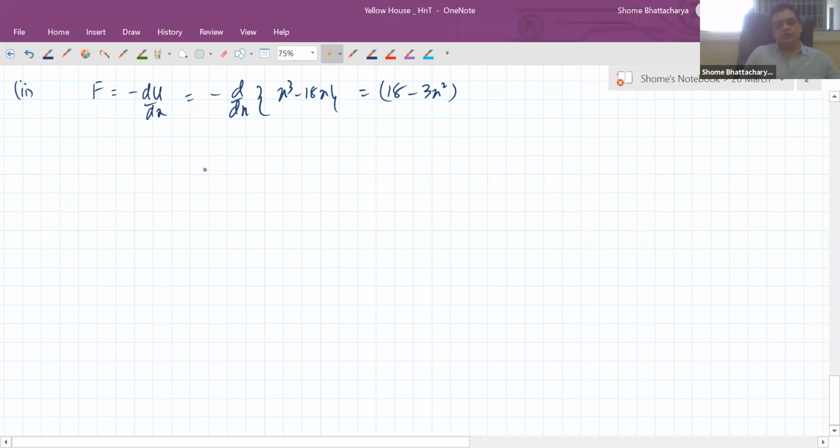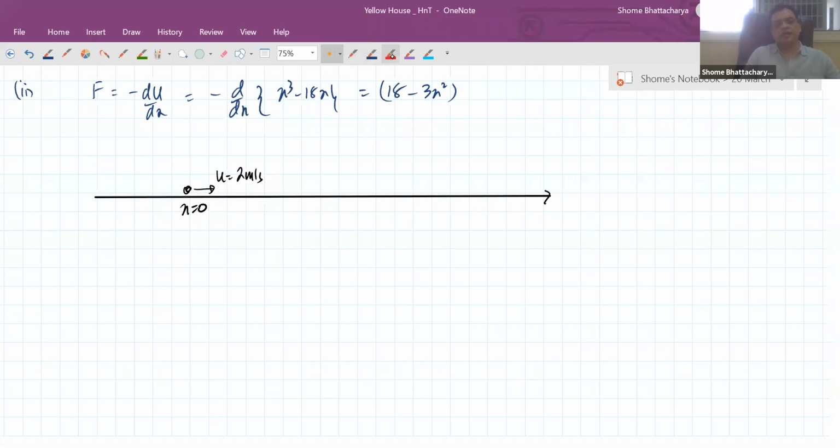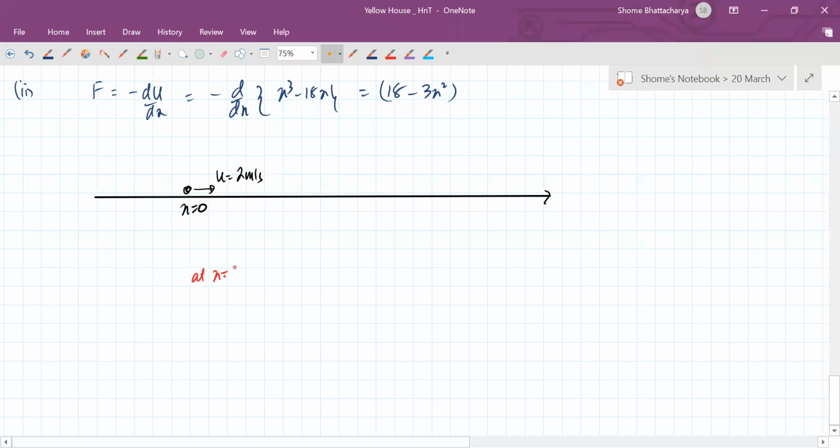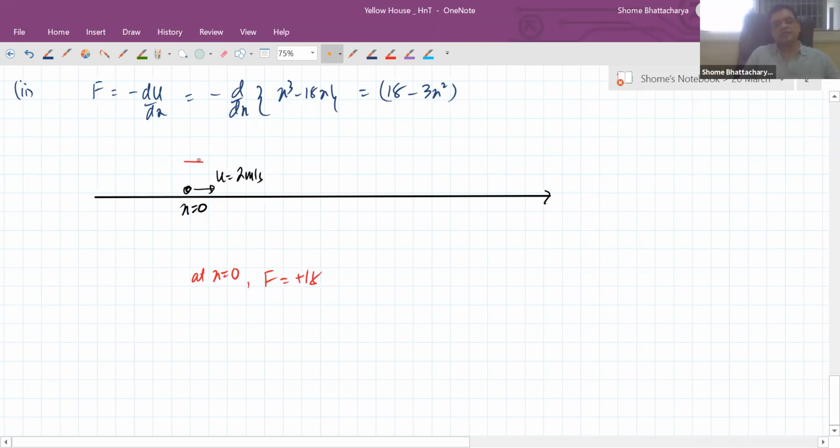Okay. So we can also see that when we project the particle at the origin, x equal to 0, with an initial speed of 2 meters per second, we can also understand the force acting on it at x equal to 0. The force on the particle is plus 18. So obviously it has an acceleration in this direction. So it will increase in speed.